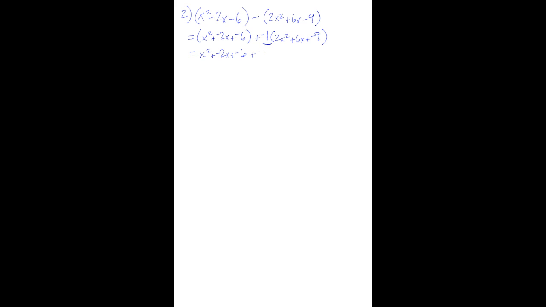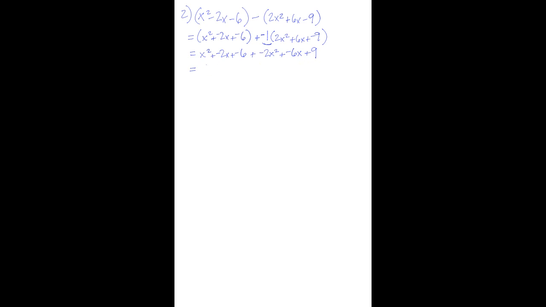Negative 1 times 2x squared is negative 2x squared. Negative 1 times 6x is negative 6x. And negative 1 times 9 is positive 9. Now that I've rewritten everything as just a sum of terms, I can reorder them.